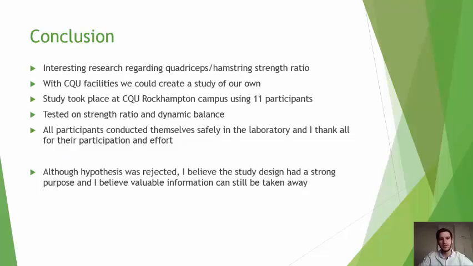Overall, a lot of interesting research was found regarding the quadricep to hamstring strength ratio. With the CQU facilities, we could recreate our own study. The study took place at the CQU Rockhampton campus using all 11 participants. They were tested on strength ratio and dynamic balance being the two main testers. All participants conducted themselves safely in the laboratory, and I thank all participants for their effort. In conclusion, although the hypothesis was rejected, I believe the study had a strong purpose, and I believe valuable information can still be taken away.